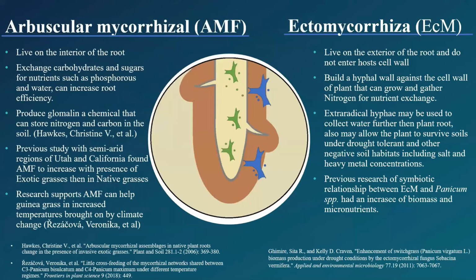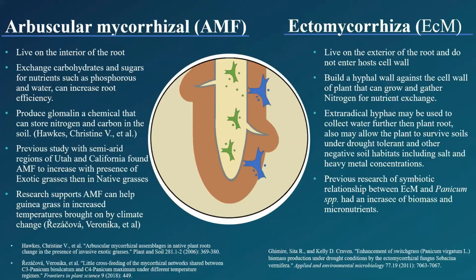Other organisms that we think are having a relationship with guinea grass include arbuscular mycorrhizae, which is a fungi that grows on the interior of the root, which has been cited to help guinea grass grow in climate change conditions, like an increase in temperature. Because of this, there are also other citations showing that arbuscular mycorrhizae help guinea grass grow in areas to store more nitrogen and carbon than other grasses.